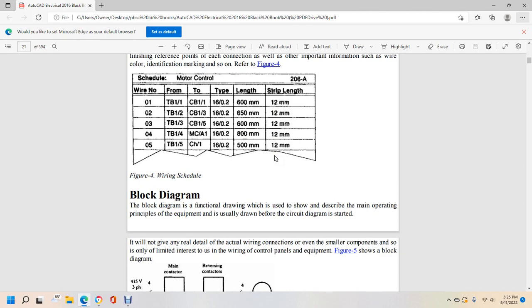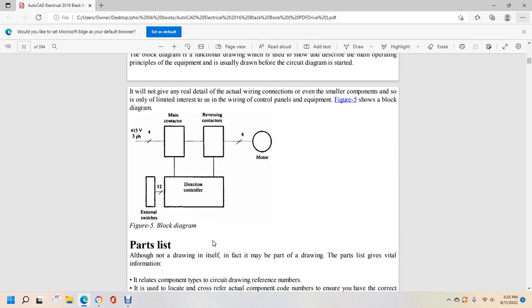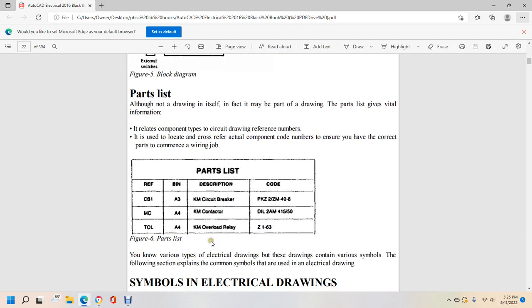Block diagram and functional diagram. These show a description of the main operating principles of the equipment, usually drawn as a block diagram. It will not give any real detail of the actual wiring connections, even the smaller components, only limited to the wiring control panels and equipment shown with the block diagram. The figure shows a panel in the block diagram with the main contactor, reversing contactors of the motor, and direct control external switches. Alright, your part list.